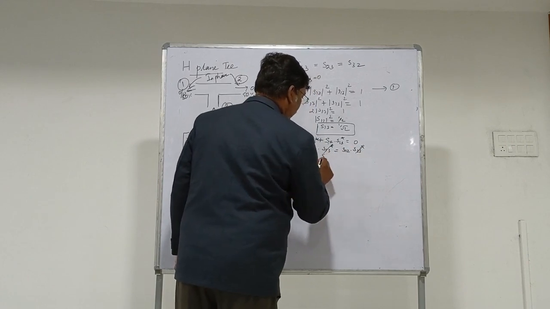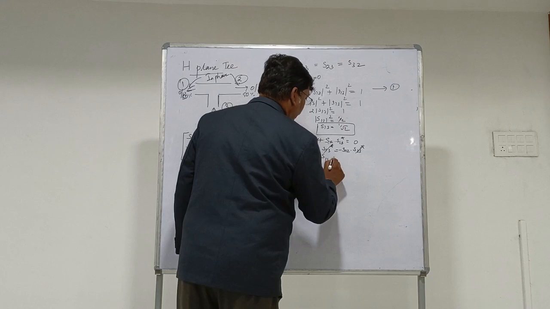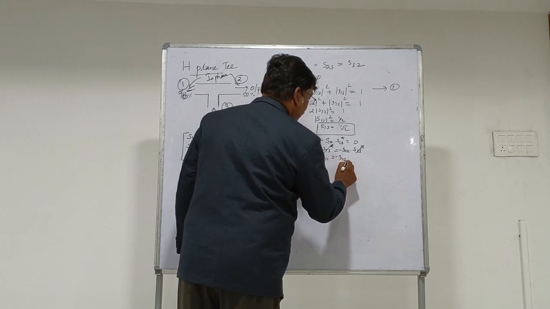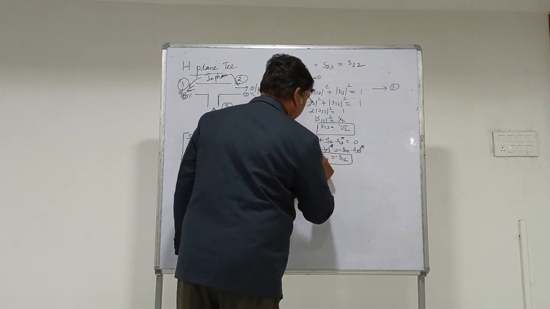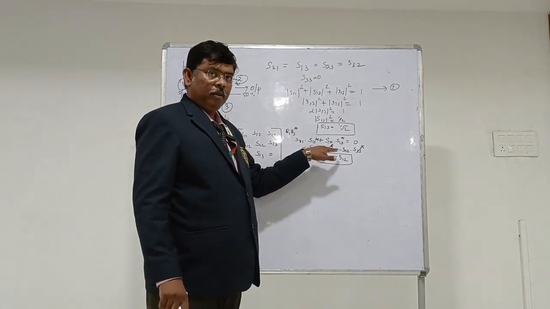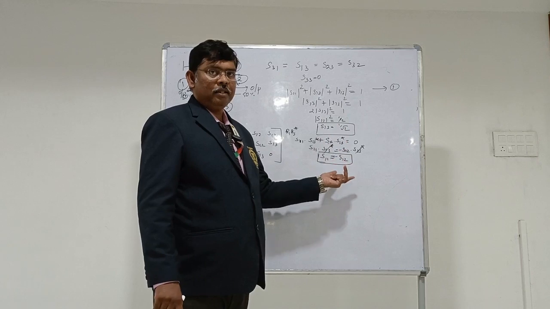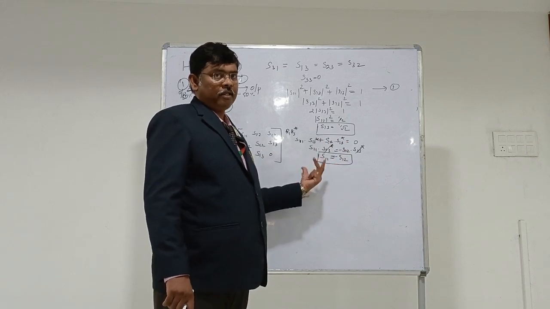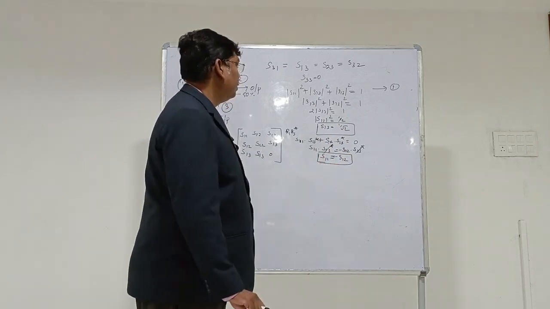These two are cancelled together. Now your S11 is equal to minus S12, which means the quantity you are getting, S11, is equal to the minus of S12. Else S12 is equal to minus of S11. We will consider it like this.